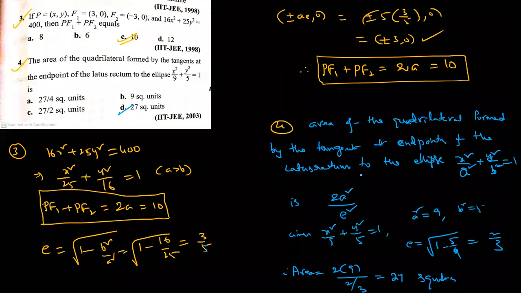Last time we discussed this proof. The idea is that 2a square by e square. So next week's syllabus is ellipse and hyperbola. Dear students, be ready. The second year syllabus is very, very important. Now this one decides rank, I think everybody knows.